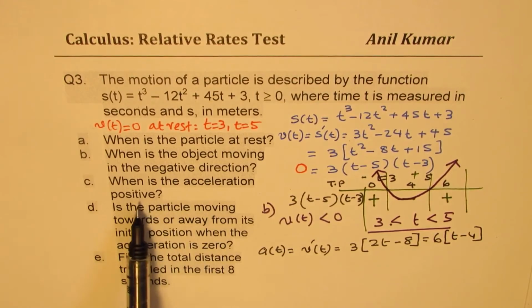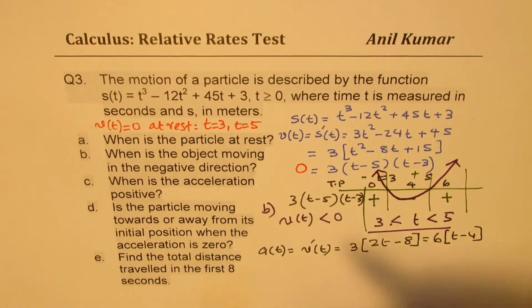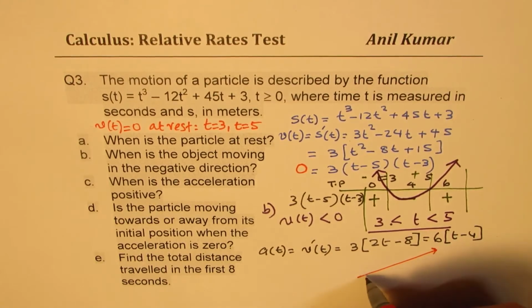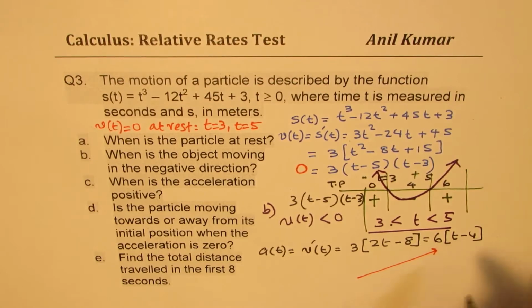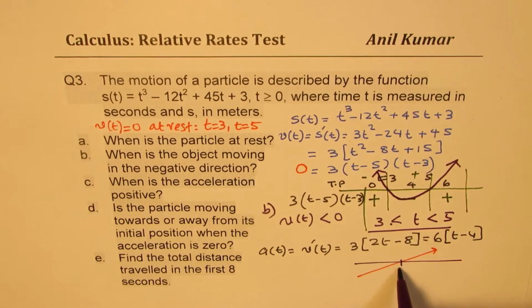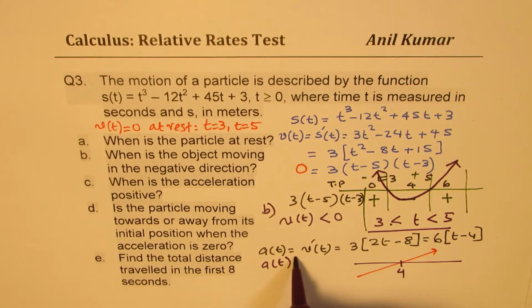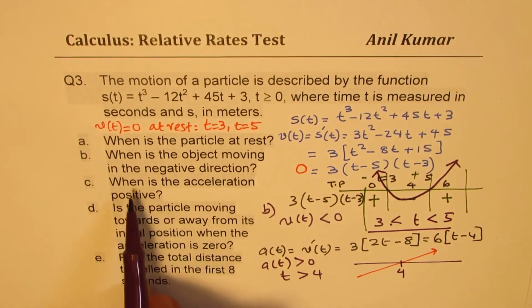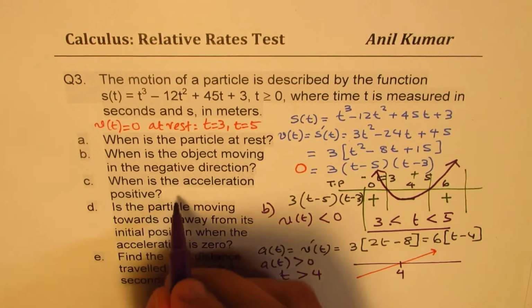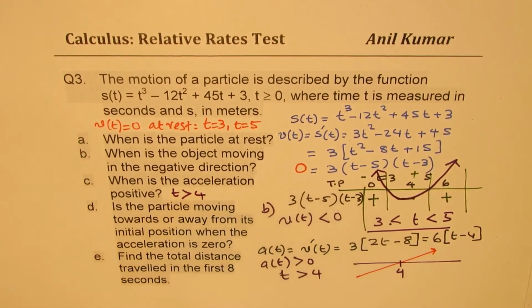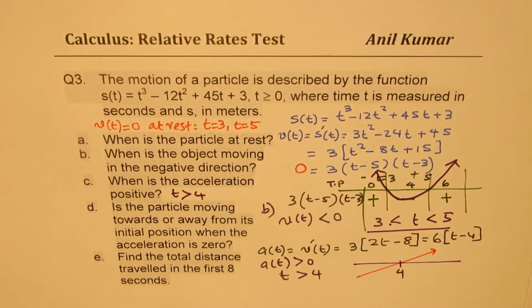So when is acceleration positive? This is a straight line, correct? As you can see, the acceleration is a straight line, and what you notice is that the x-intercept is at 4, so it is 0 at 4. So it is positive after 4. We see that acceleration greater than 0 means t is greater than 4, correct? So when is acceleration positive? When time is greater than 4. That is how you could answer this part.